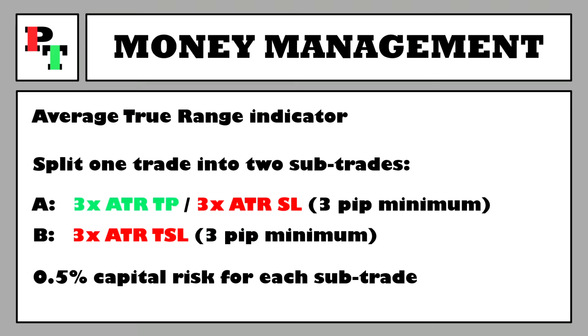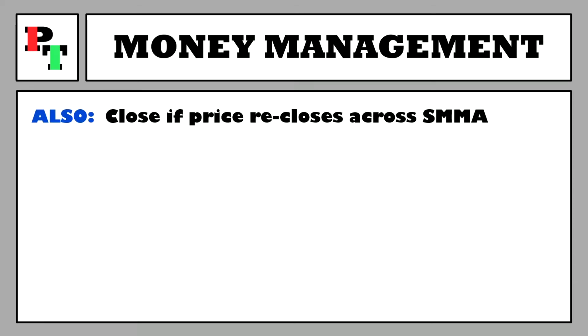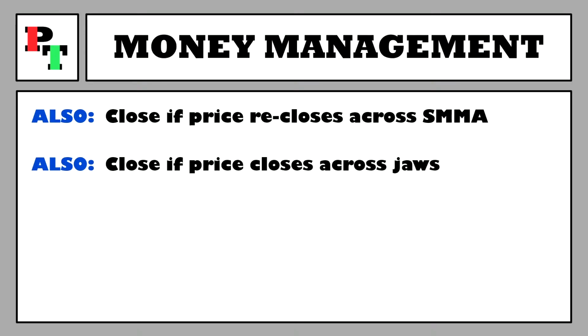Each of those subtrades will have a 0.5% capital risk attached to it, so it will be a total 1% of our money at risk every trade we take, and a couple extra precautions we're going to take in case our entry indicator signals do turn against us. First off, we're going to close the trade if price recloses across our smooth moving average, and secondly, we'll also be closing the trade if price closes across the slowest average of the alligator, the jaws.